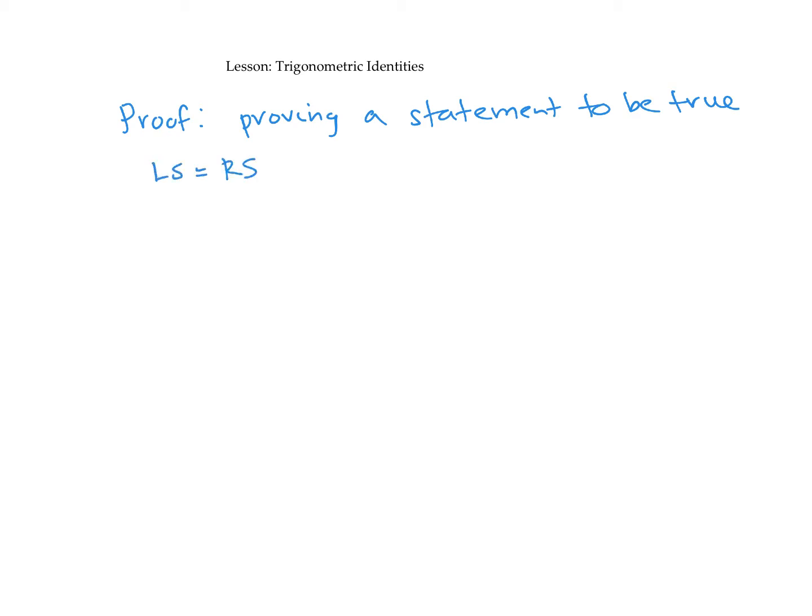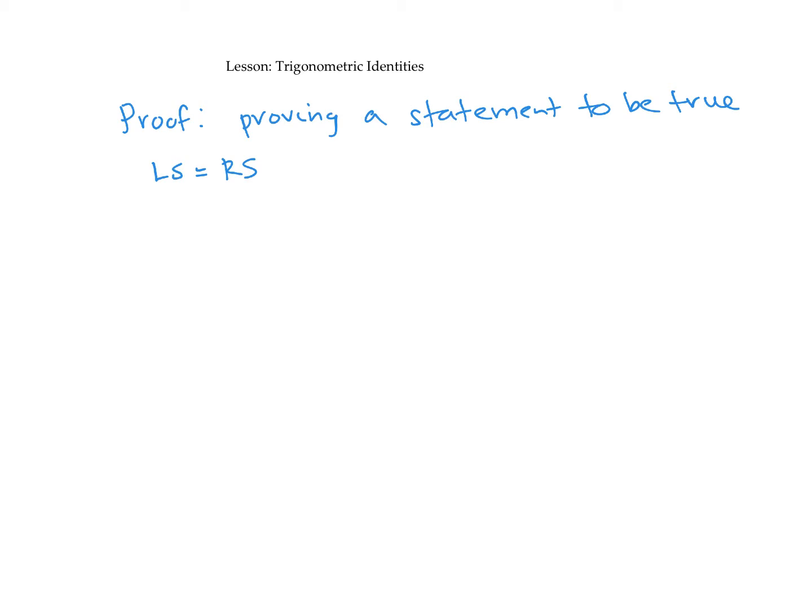In this lesson, we're going to look at trig identities. So trig identities are statements that have been proven to be true. So a proof is proving a statement to be true. So you're not solving it per se, you're not finding an answer, you're proving that a statement is said to be true. So basically you're proving that the left side is equal to the right side.